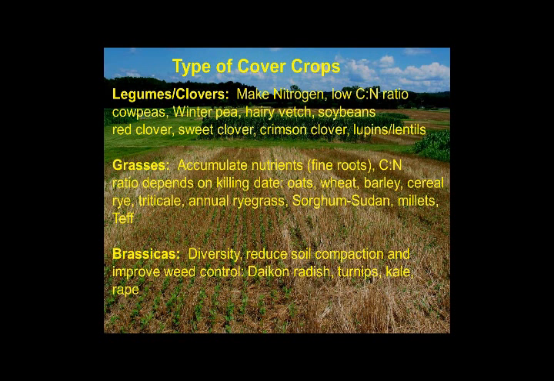And then we have the brassicas. The ones we tend to concentrate on are the daikon radish. That's that white radish. You don't want to buy a red one because those tend to be hot and they don't have as much root mass. The turnips, the kale, and the rape. So they help with compaction and also with improving weed control.